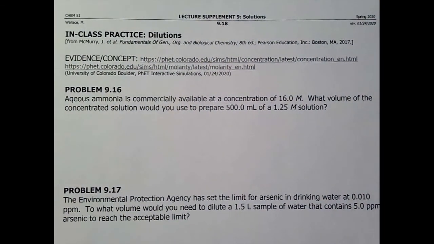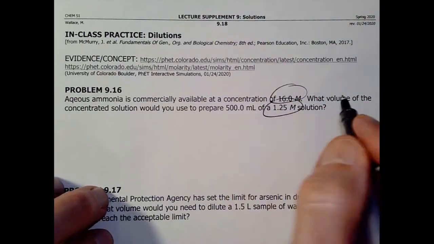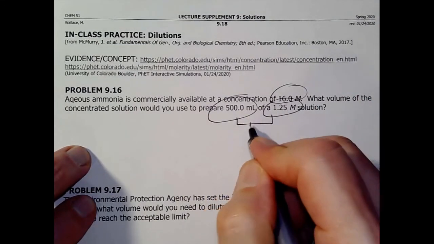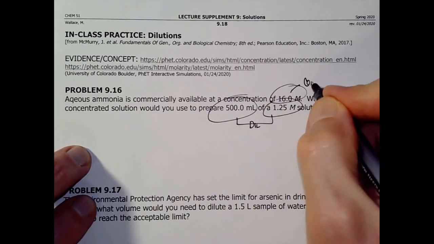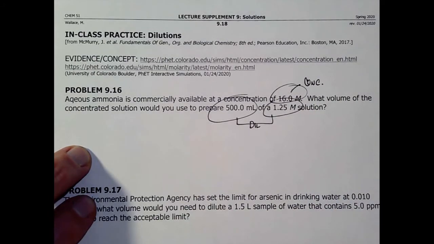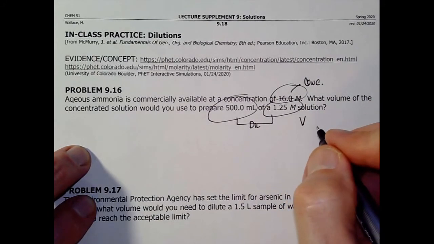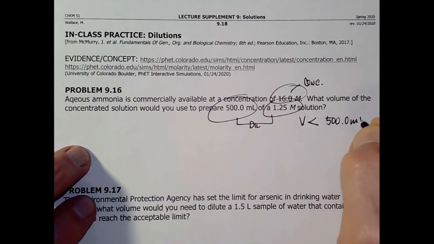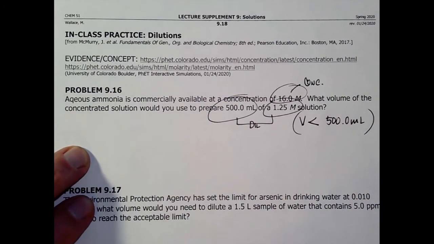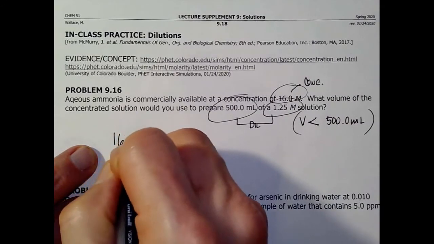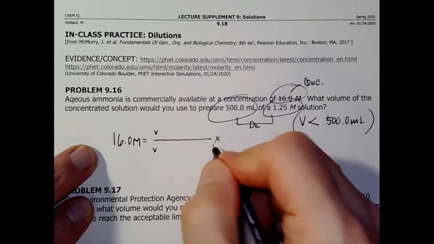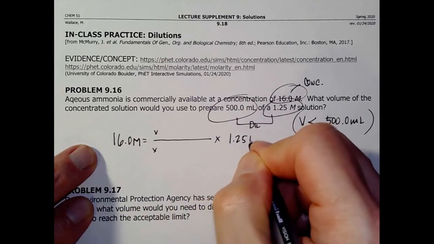Okay. There's a concentration, and a volume. So let's see. So this is diluted, and this is concentrated. So I know that my initial volume has got to be less than 500 milliliters. So we'll say concentration. Let's just throw either of these numbers up here. 16.0 equals some volume times 1.25 molarity.